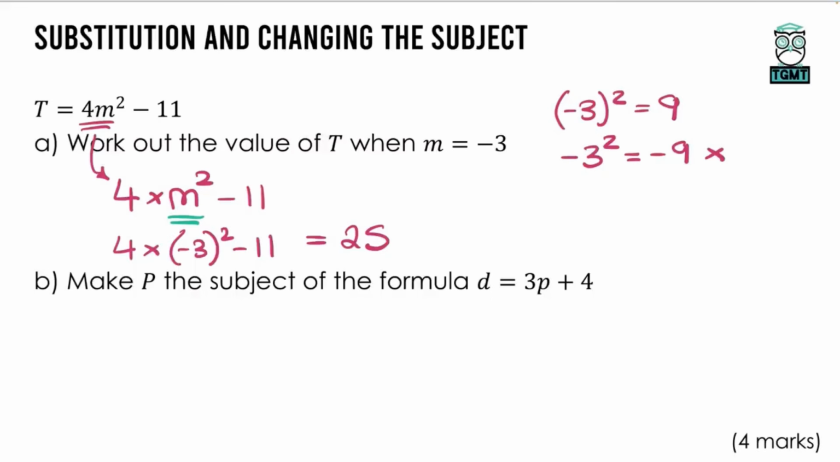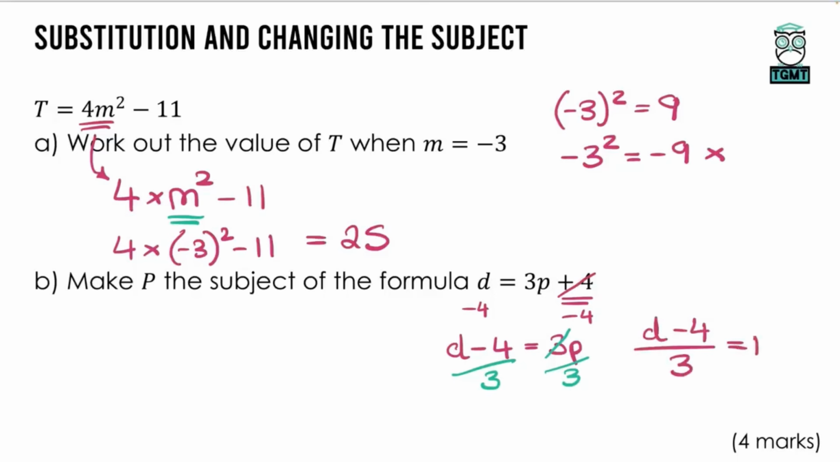For part B, it asks us to make p the subject of the formula. And it's a relatively nice formula. We just need to first do the inverse by getting rid of this 4. And to get rid of the 4, we would subtract 4 from both sides. That means we get the expression on the left, d minus 4, and that's now just equal to 3p. To get rid of that 3, we have to divide by 3. And when we divide by 3, it creates a fraction on the left. It gets rid of the 3 on the right. And we just end up with d minus 4 divided by 3, and that is now equal to p.